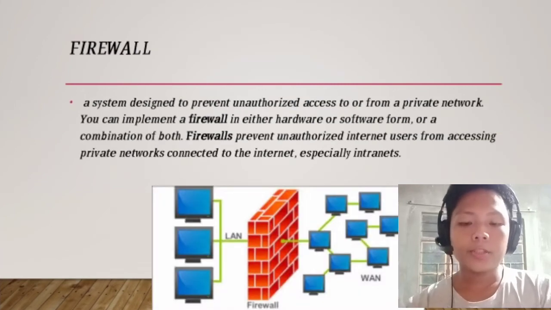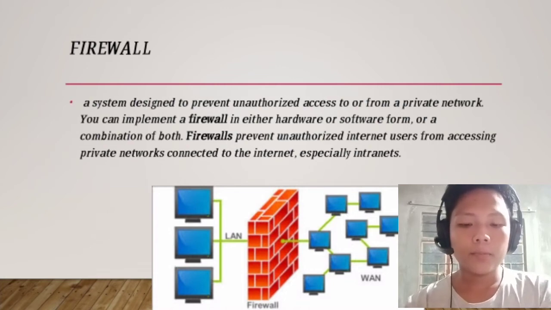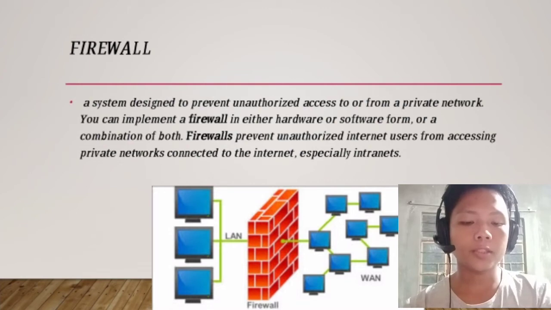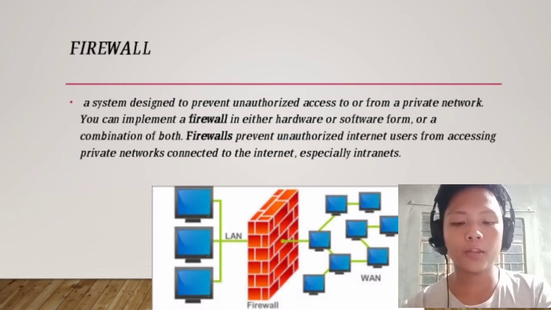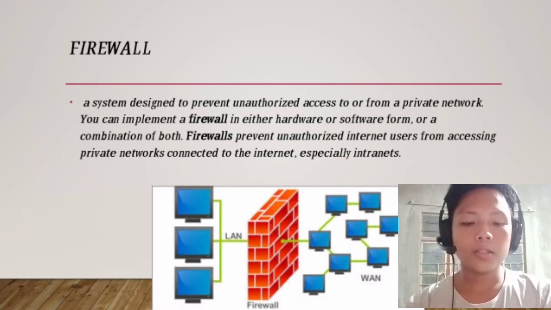Firewall: a system designed to prevent unauthorized access to or from a private network. You can implement a firewall in either hardware or software form, or a combination of both. Firewalls prevent unauthorized internet users from accessing private networks connected to the internet, especially intranets.